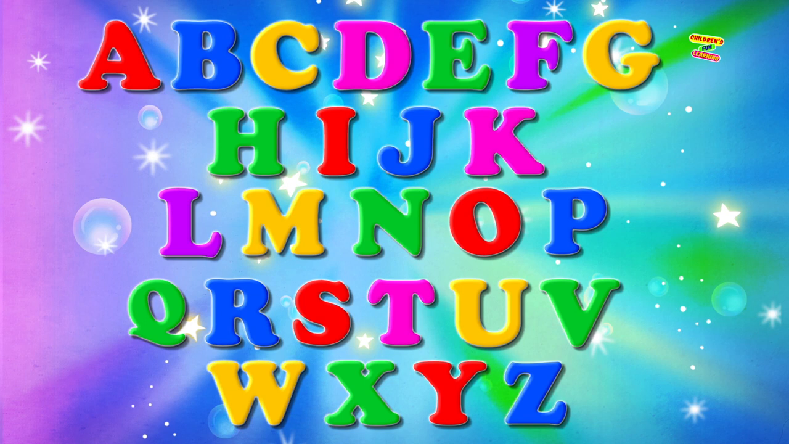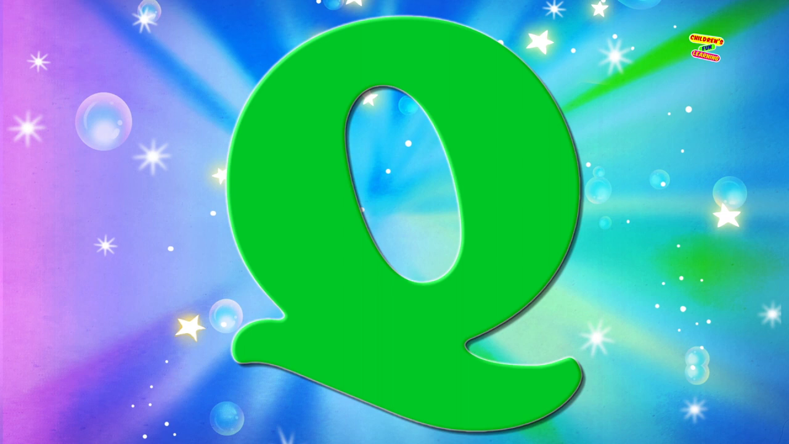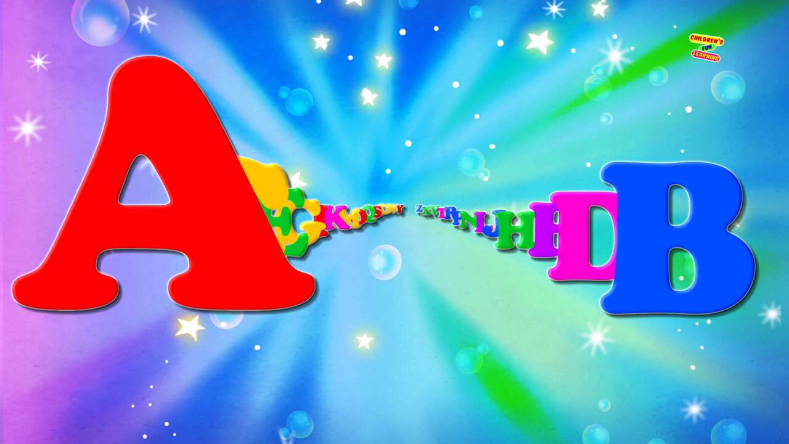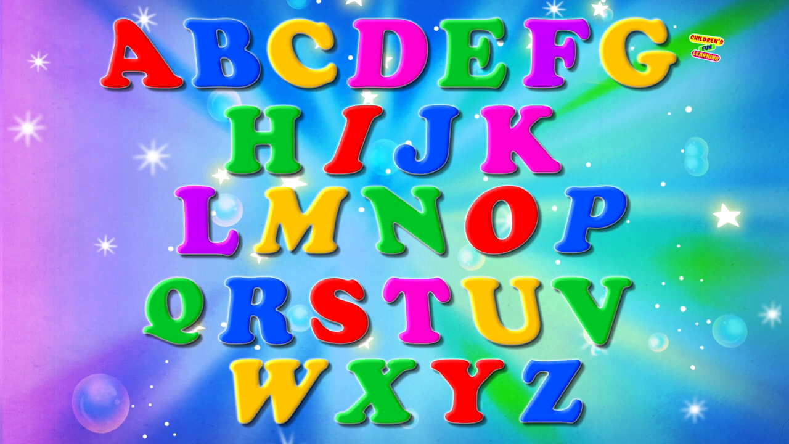A, B, C, D, E, F, G, H, I, J, K, L, M, N, O, P, Q, R, S, T, U, V, W, X, Y, and Z. Now I know my ABCs. 26 letters from A to Z. 26 letters from A to Z.